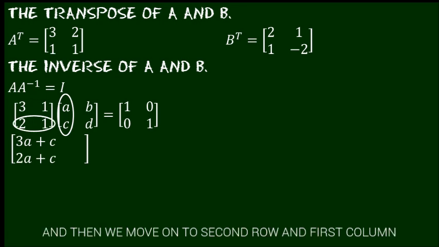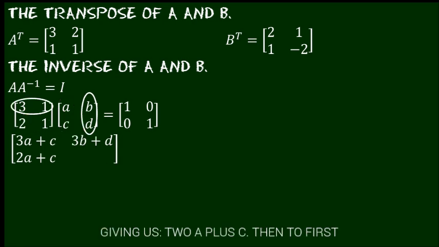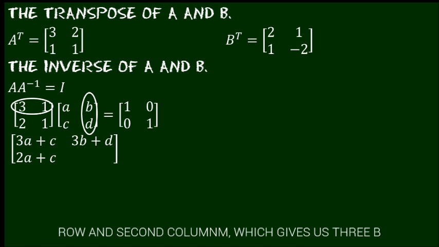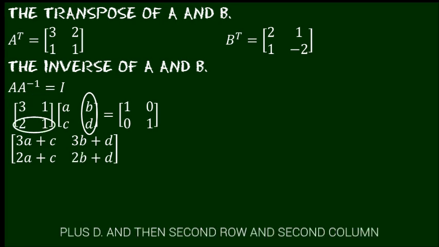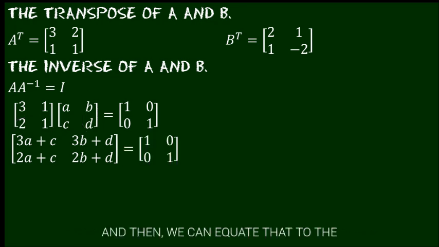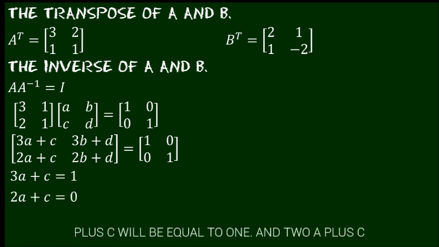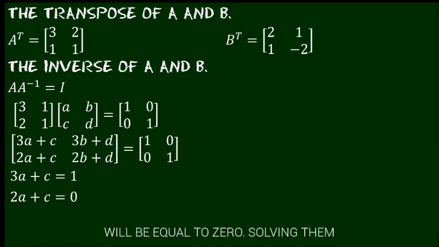And then we move on to the second row of matrix A and the first column of the inverse matrix, giving us 2A plus C. Then the first row and second column, which gives us 3B plus D. And then the second row and second column, so we'll have 2B plus D. And then we can equate that to the identity matrix. If two matrices are equated like so, their corresponding parts will be equal as well. Like 3A plus C will be equal to 1 and 2A plus C will be equal to 0.